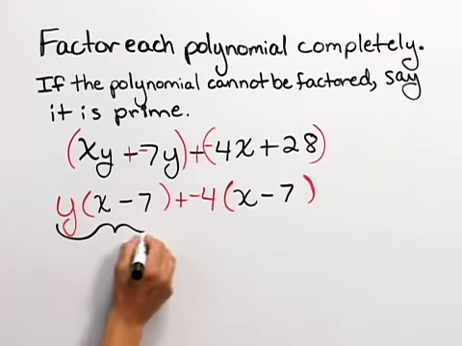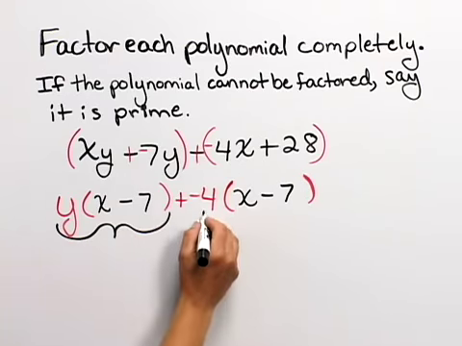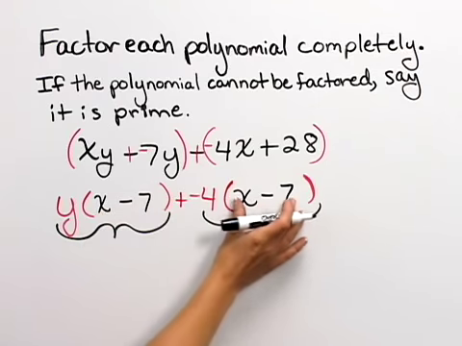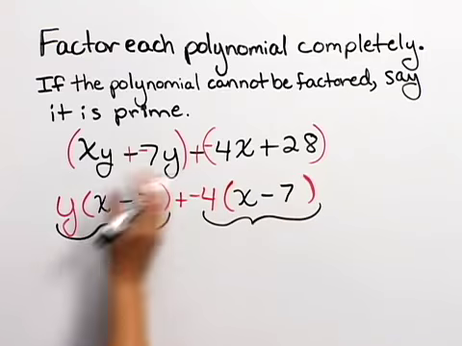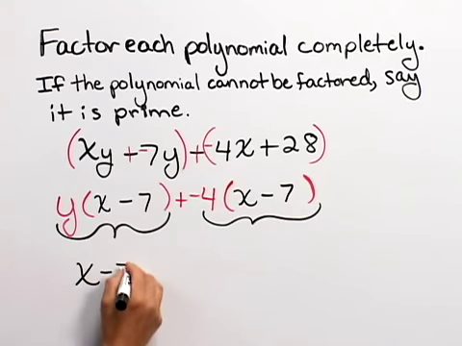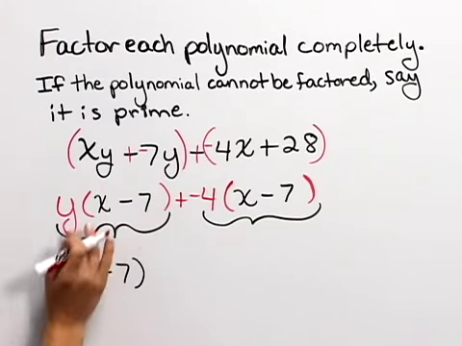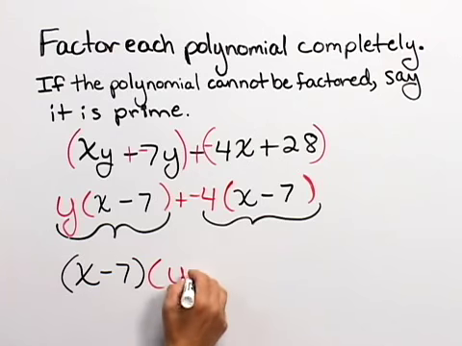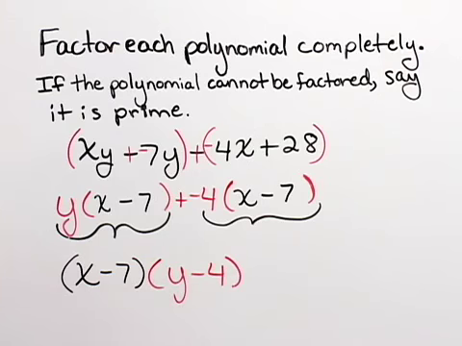Now notice that this large term right here and that large term right there both have an x minus 7. If we factor the x minus 7 out, we will be left with a y there and a minus 4 there. So this will be y minus 4. So your polynomial factored is x minus 7 times y minus 4.